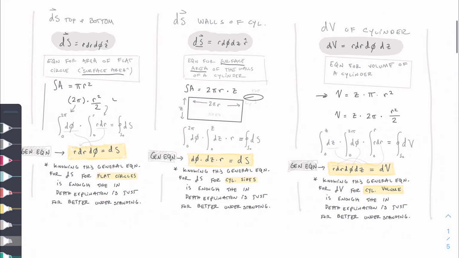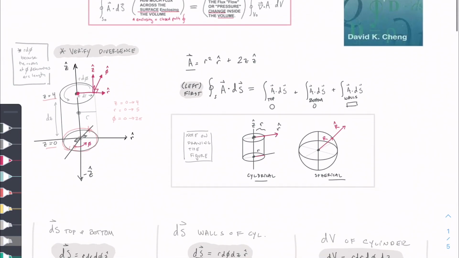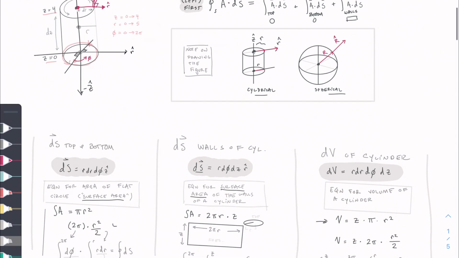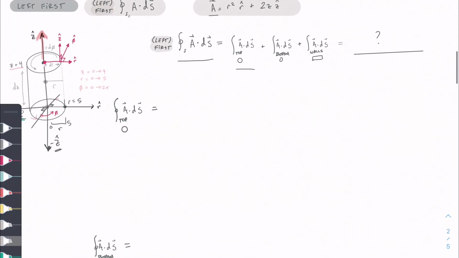Okay, so moving on to solving the actual problem, we're going to use these base equations when we do our left side here. So as we're doing this A dot dS for the top, bottom, and walls, we are going to use these values. And then the dV we are going to use for the right side solution.